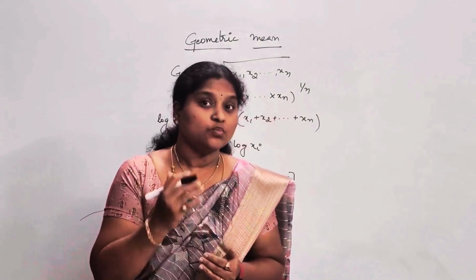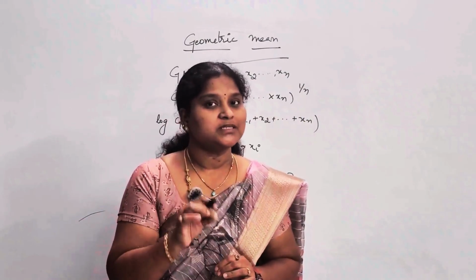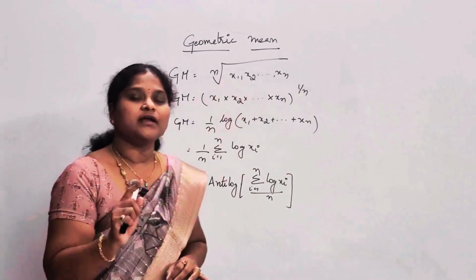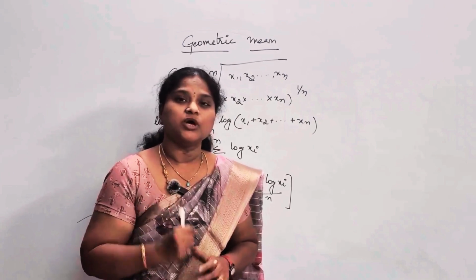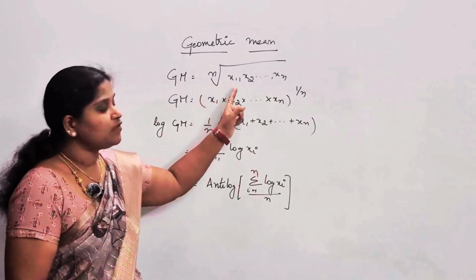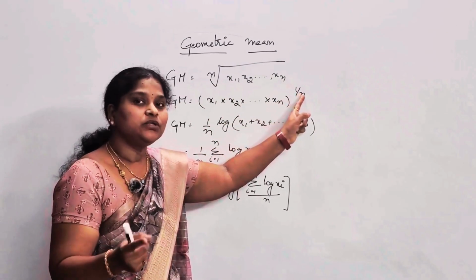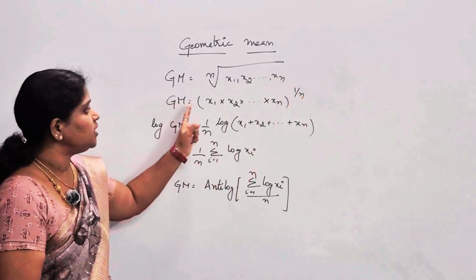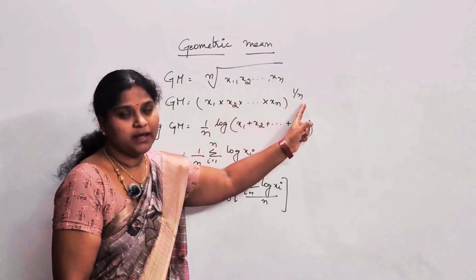Since we have seen in which situations geometric mean is used, we'll see how it is applied to given data. Initially, let us suppose that there are n variables x1, x2, so on, xn. Then the geometric mean for such data is given as the nth root of x1 into x2 into so on xn. But we know the nth root is nothing but power 1 by n. So I can write geometric mean is equal to (x1 x2 so on xn) whole power 1 by n.